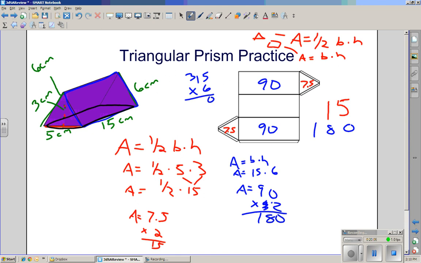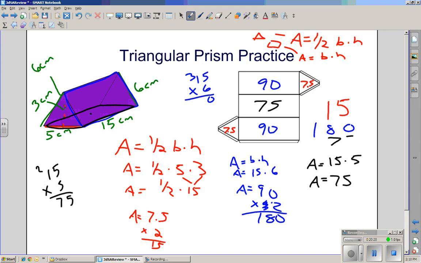The length is 15 for the base. The height is 5. 15 times 5. 5 times 5 is 25. That gives me 75 total for this middle section right there.